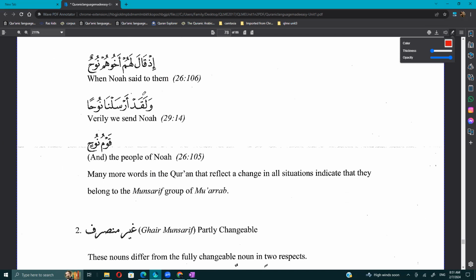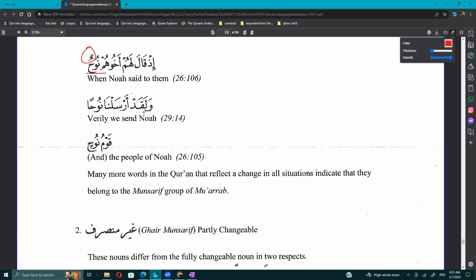بسم الله الرحمن الرحيم. إذ قال لهم أخوهم نوح. When Nuh said to them. So here Nuhun is the default form, that is dhamma tanween. There's nothing before it, so it will take a dhamma.